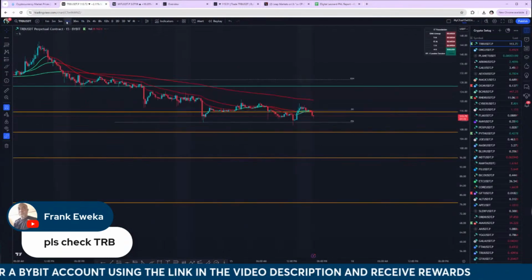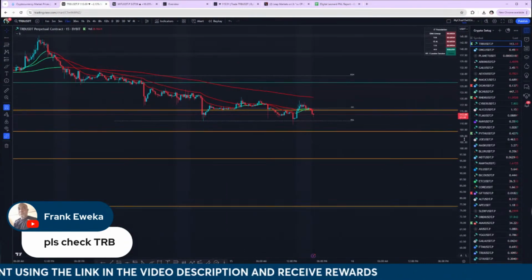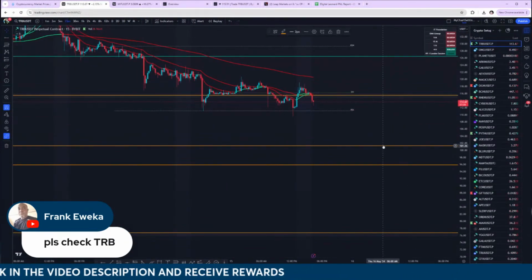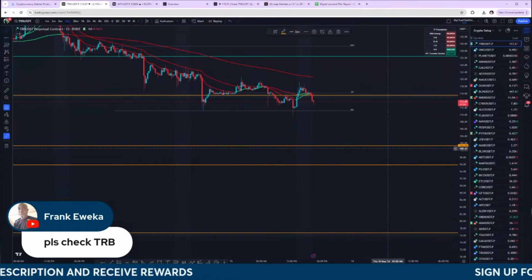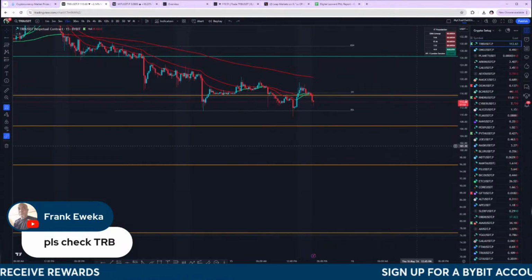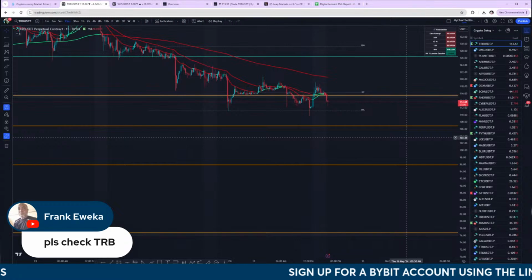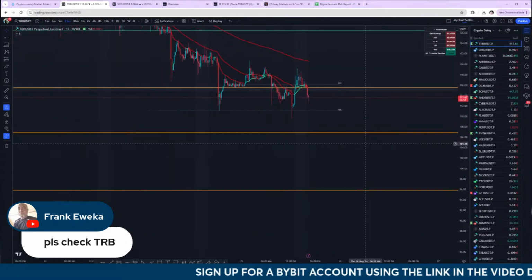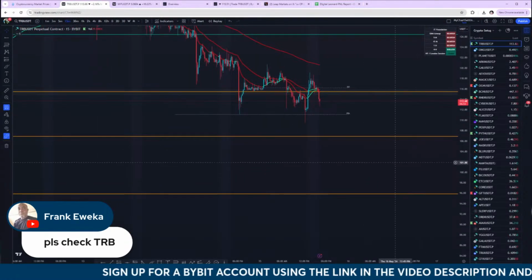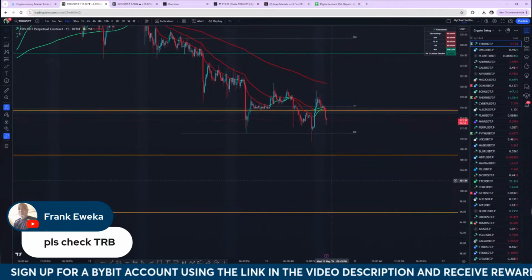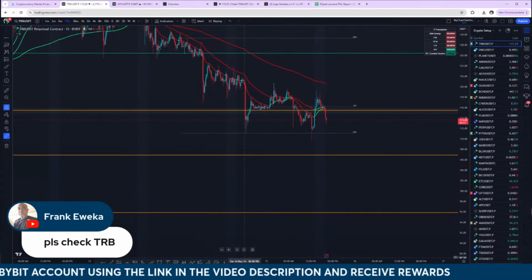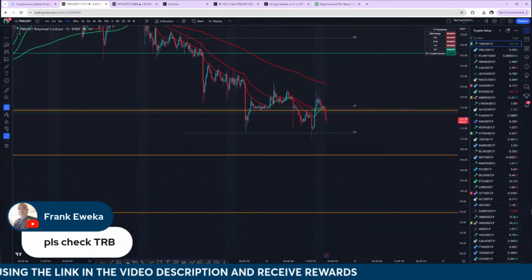I'm not in any trade yet on TRB, but I see this thing going down more. For Frank, TRB, I see it going down more. So just wait for TRB.